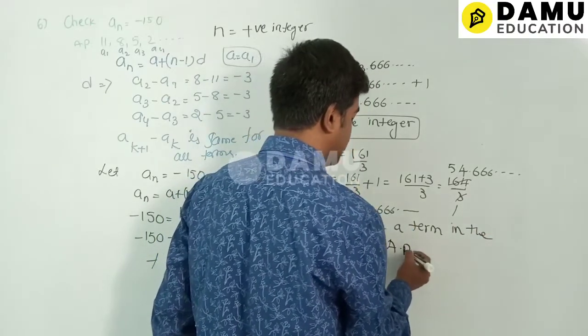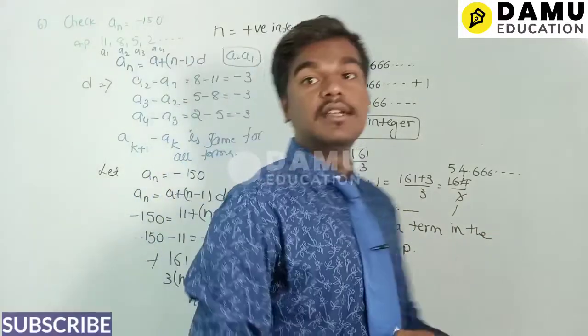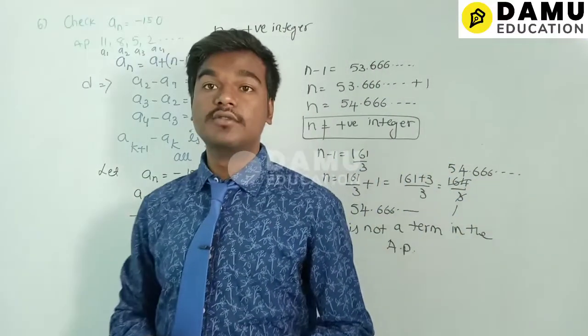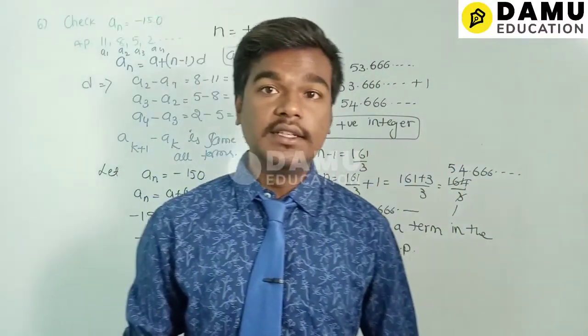given AP series, that is 11, 8, 5, 2. So this is the way to find the calculations.